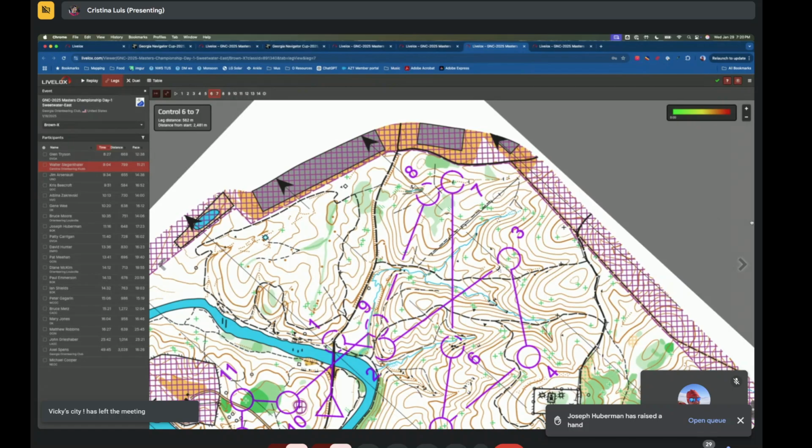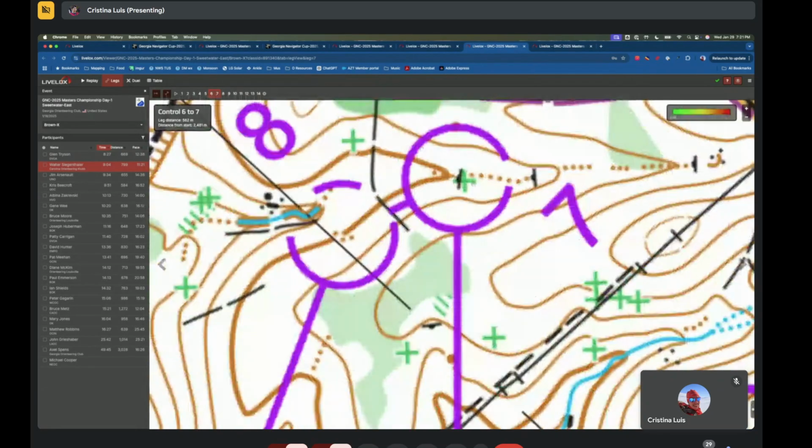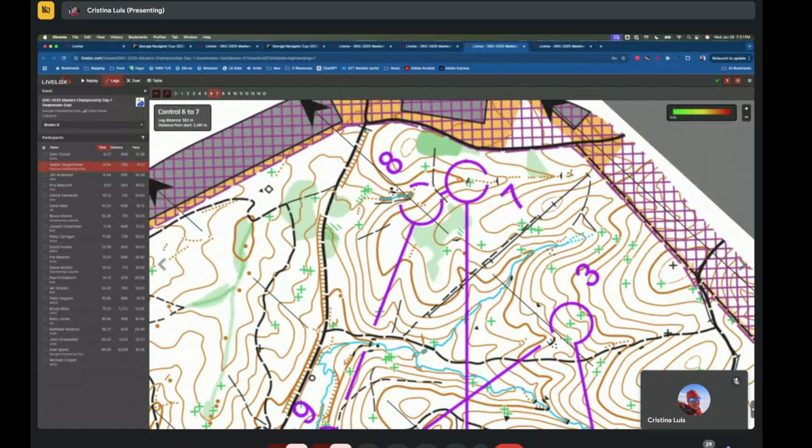Joseph, you've got your hand up. Yeah, I just wanted to say something about the way it was mapped. It was mapped as a stone wall, but a stone wall I always think of as being a wall on both sides. It's mapped as a retaining wall, which is different from a stone wall. Is there a symbol for that? If you look at it, it's only got the circle on one side. It's like a half circle.